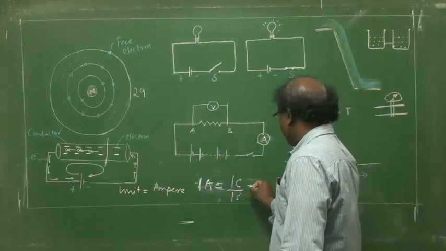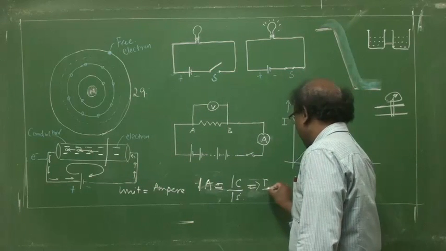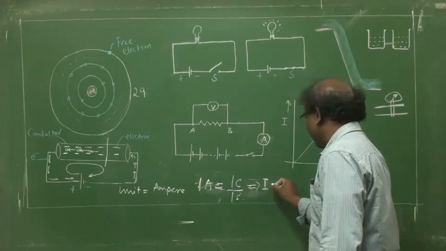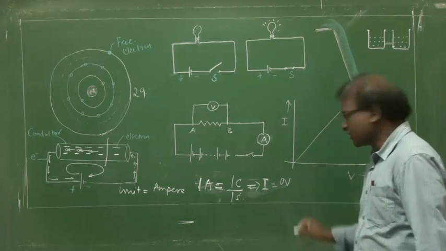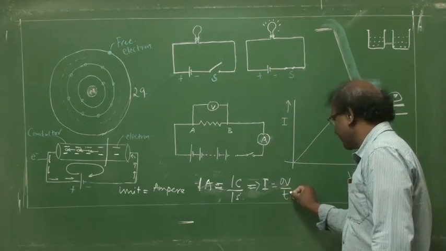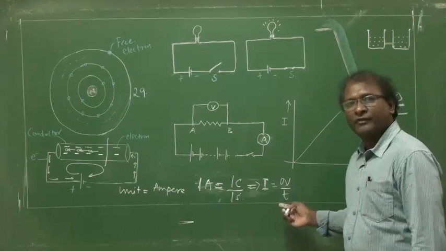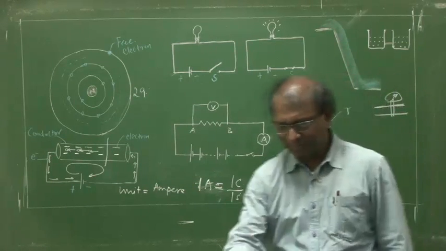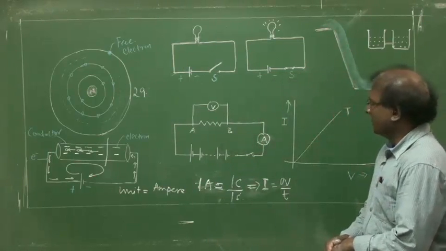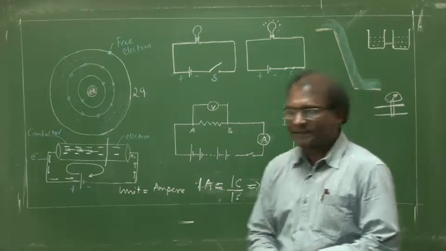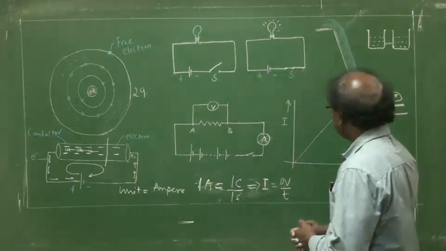And this can be equated in another, generic way: I, which symbolically represents current, and Q being the charge, and T the time. So I is Q by T, the rate of flow of charge. That is your current strength.